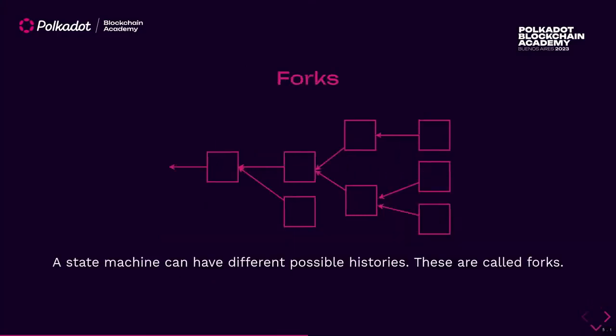Great, we're here already: forks. We already know that a state machine can have different possible histories, and they're called forks. You can think of them as alternative realities, and we need to decide which of the many possible forks is ultimately the real one, or the canonical one, as it's often called. This is the main job of consensus, which we're going to talk about in two upcoming lessons in this module. The first is this afternoon, and the next is tomorrow.